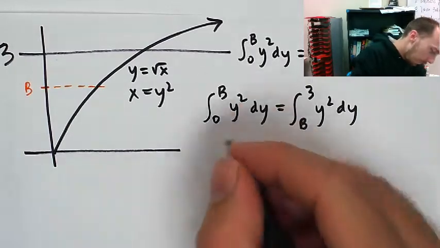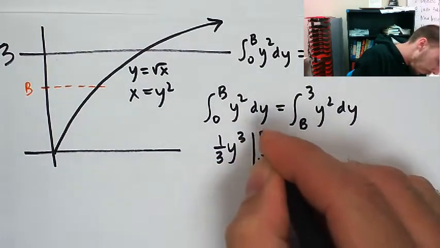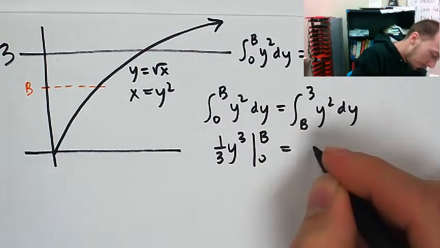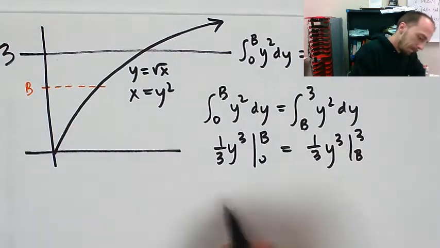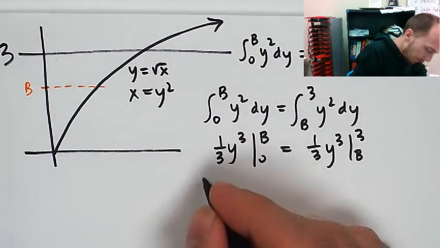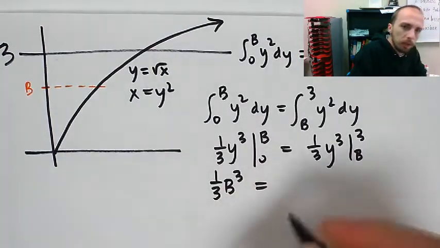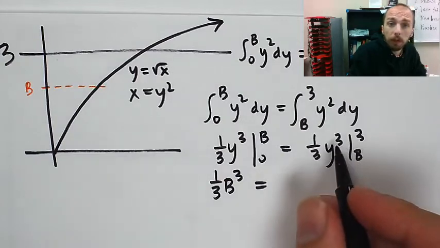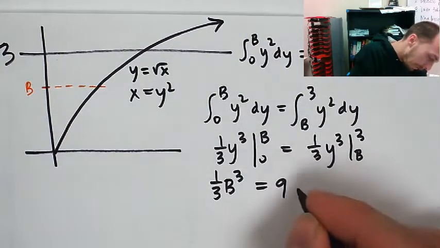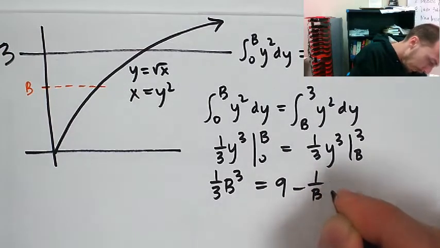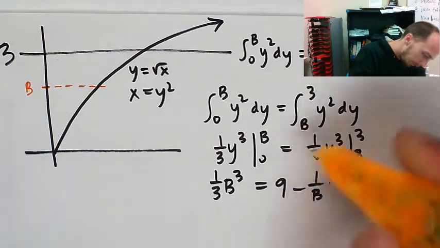Okay, so we know how to take this integral. We add 1 to the power, and we divide by the new power to get ourselves an antiderivative. We plug in the top and bottom, and we subtract. So 1/3 of b to the third minus 0 equals 1/3 of 3 to the third. I know how to do that. 3 to the third is 27. Divide by 3, that's going to be 9. Minus, and then when I plug in b, I'm going to get 1/3 b to the third.